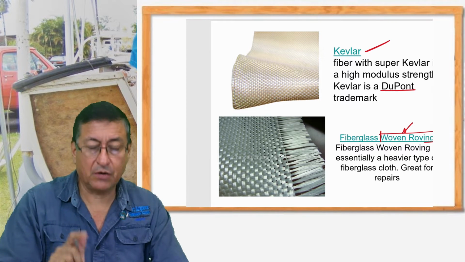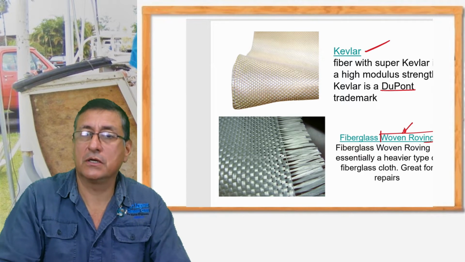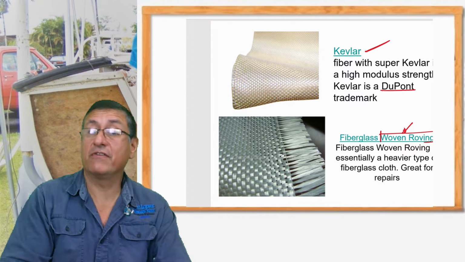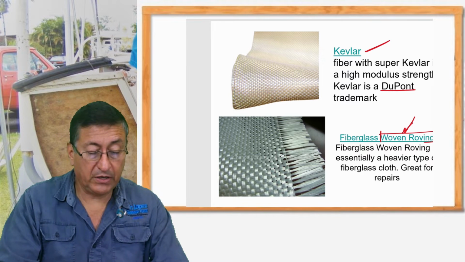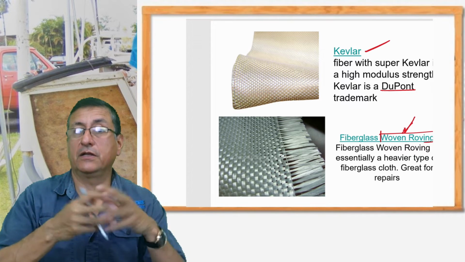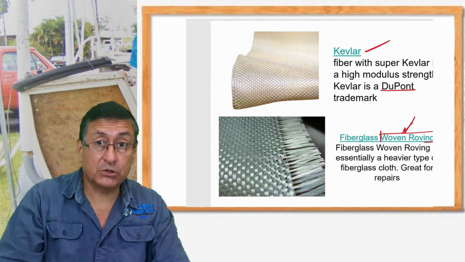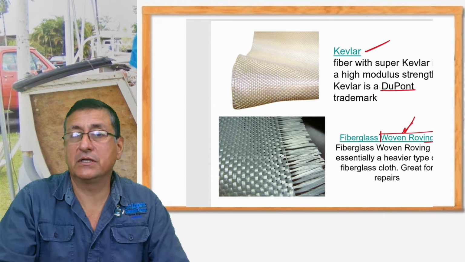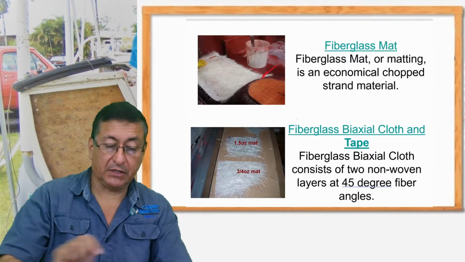Kevlar is a high modulus strength. Right now we are going to analyze what is the meaning of that, and it's a product of DuPont. DuPont is the trademark, and the other one is woven roving. You remember Alvin explained the woven roving, in different thicknesses for external surface. It's structural, it's heavy, and requires a lot of resin. For that reason, the preparation should be appropriate.